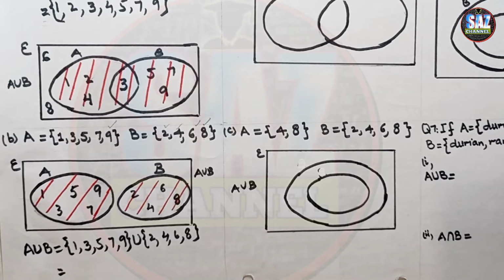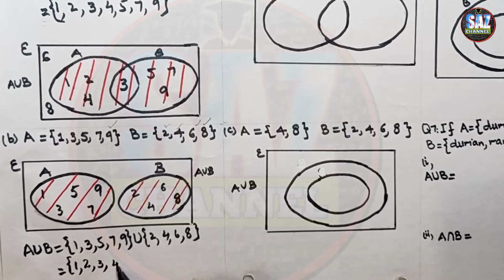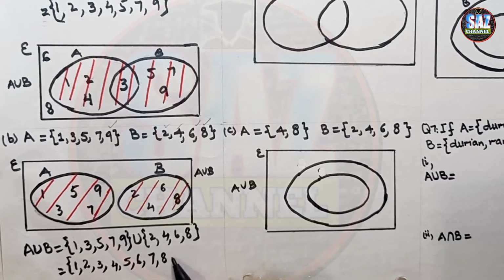Now as we know that union means the collection of all the elements in sequence without repetition, I'll be taking 1 from this set, then 2, then 3, then 4 from here, then 5 from the first set, then 6, then 7, 8 and 9. Very easy questions, and you can easily get 2 marks in your exam, so you should have a good command on all these questions.